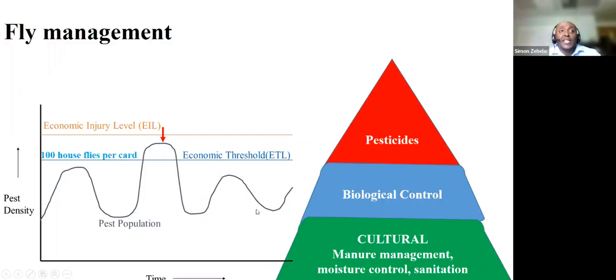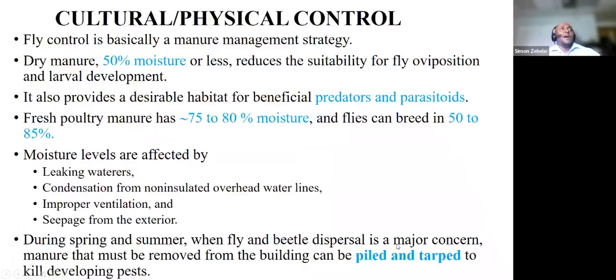But in order to maintain them below the economic threshold level, we have to really have cultural practices, which include manure management, moisture control, sanitation, and also introduction of some predators or parasitoids that maintain the population below the economic threshold level. So now we are going to see these different control measures, starting with cultural or physical control methods.